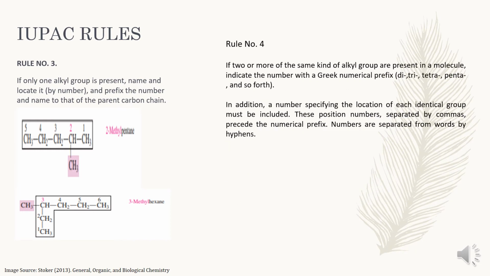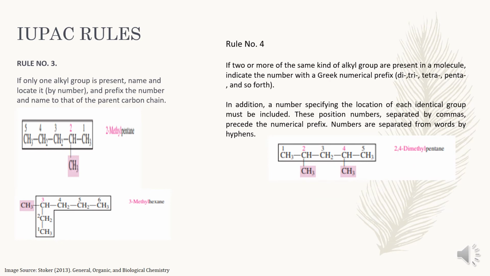For rule number 4, if 2 or more of the same kind of alkyl group are present in a molecule, we need to indicate the number with a Greek numerical prefix, that is, di, tri, tetra, penta, and so forth. In addition, a number specifying the location of each identical group must be included. The position numbers are separated by commas and precede the numerical prefix, and the numbers are separated from words by hyphens.